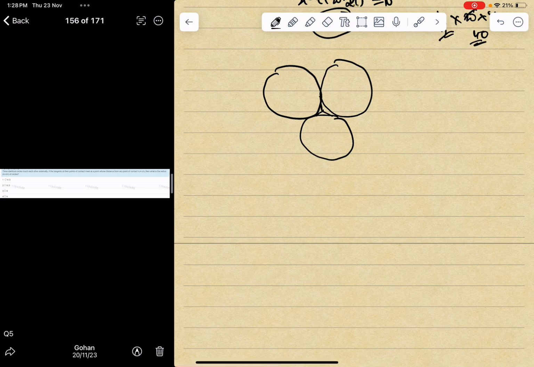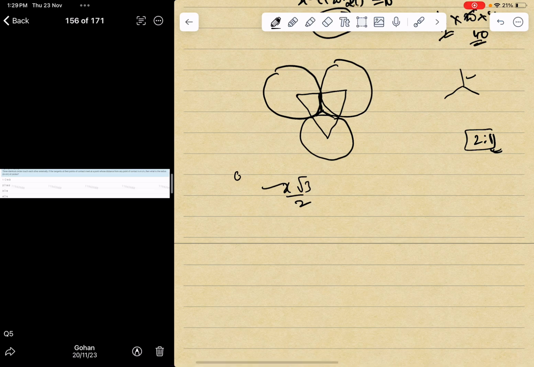If we consider this as a triangle, from any of the points, this is basically the centroid, where all three medians meet, and we know that it divides the median in the ratio 2:1. Now, the height of an equilateral triangle we know is x root 3 by 2, if the side is x.